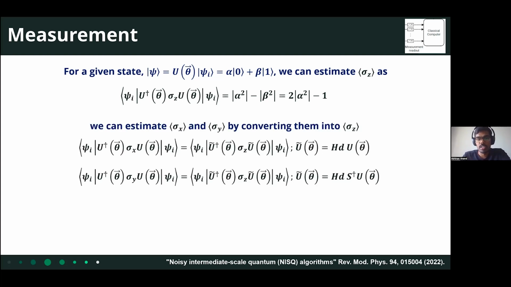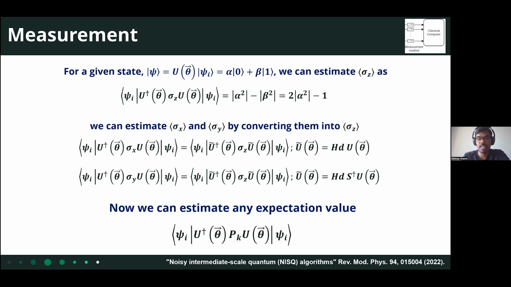And then similarly, you can also write the expectation value of the other Pauli operators, sigma x and sigma y, just by adding simple gates to your circuit that was preparing the trial state. It's just a simple unitary transformation that you have to do. As I said, your Hamiltonian can be written in terms of these Pauli bases. So if you're able to measure your trial state in any of these bases, then you should be able to estimate any expectation value, right?